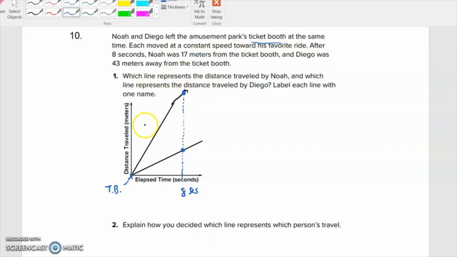So Noah was 17 meters away and Diego was 43 meters away. So this one here is definitely Diego. He's 43 meters away. He's gone a lot further than Noah. Noah was going a lot slower. He's only 17 meters away from the ticket booth. So this one's Diego and this one is Noah. Explain how you decided which line represents which person's travel. I kind of did that here. I just picked a point of 8 seconds, and I looked at the y value to see which one was greater or further away.